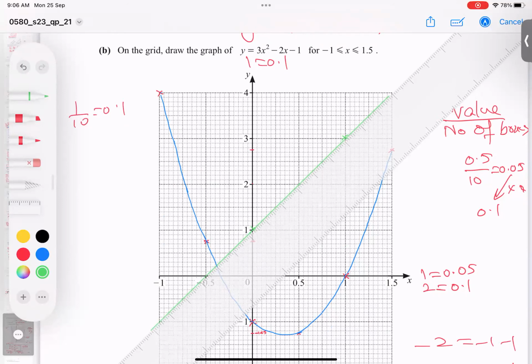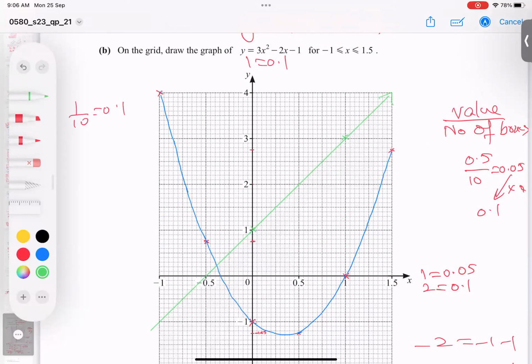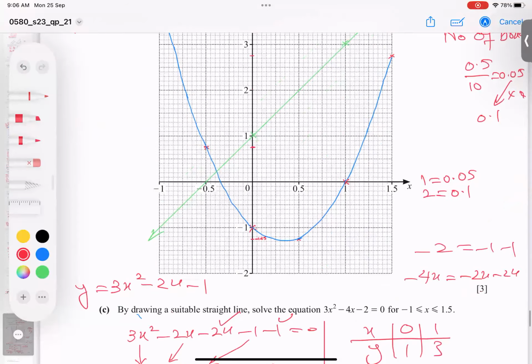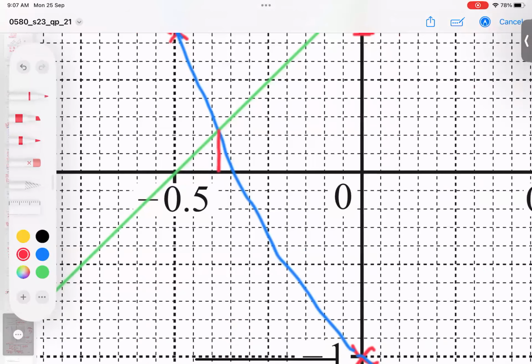Anyway, I made the line, removed the scale, and I got this kind of green line. I can make it any color. Okay, now where is it intersecting? Here. Come down, and this is the answer.